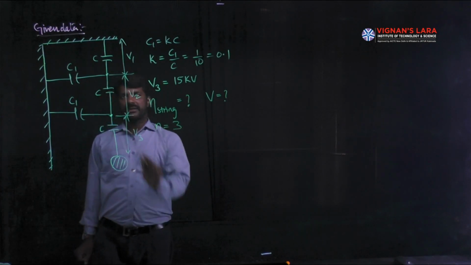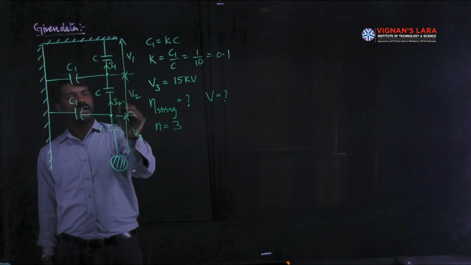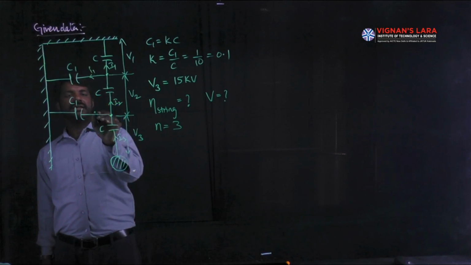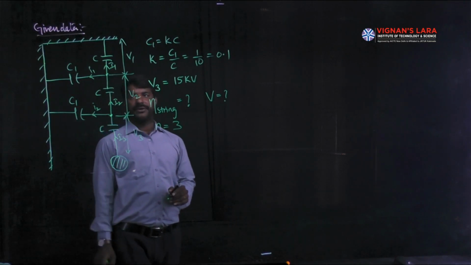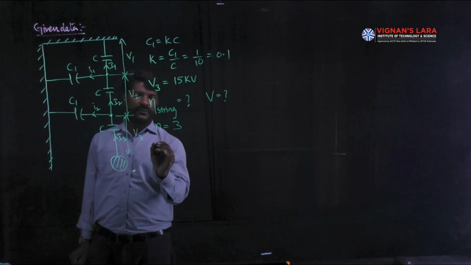Then what to use here? This is I1, this is I2, and this is I3. The leakage currents, the shunt branch currents, are assumed to be small, I1 and I2. Then we know the formulas for the V1, V2, V3 ratios.